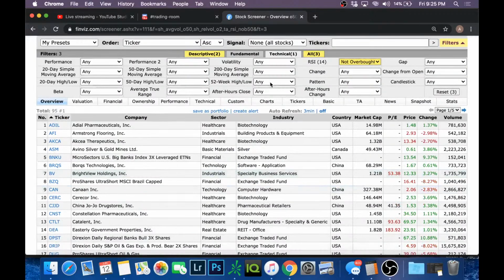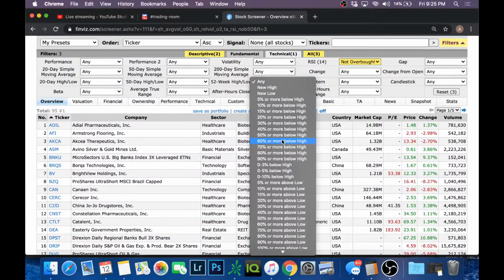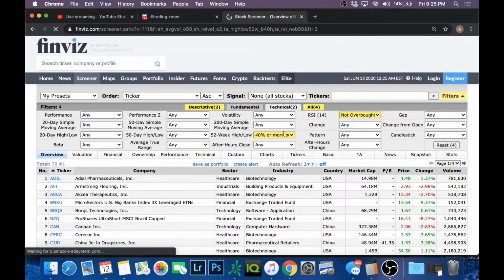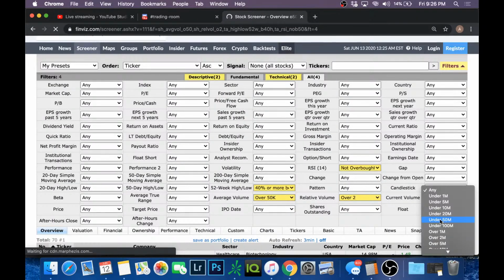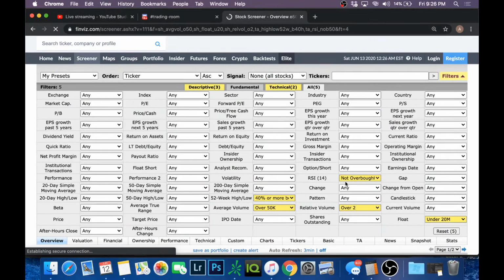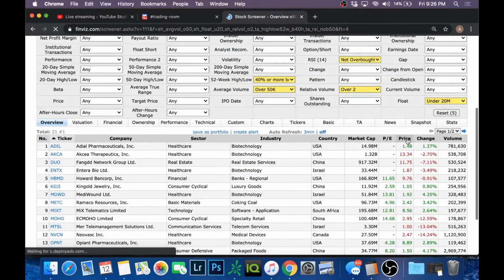Then sometimes I'll throw this one in here, which is 40% or more below its 52-week high. Oh, okay, there's a float option actually. So I'll look for under 20 mil float. And then I'll organize it by price.